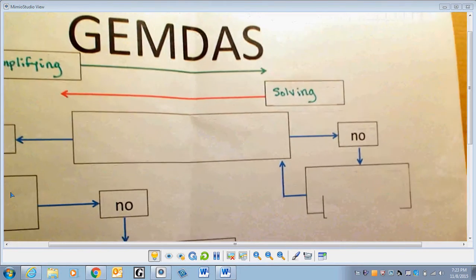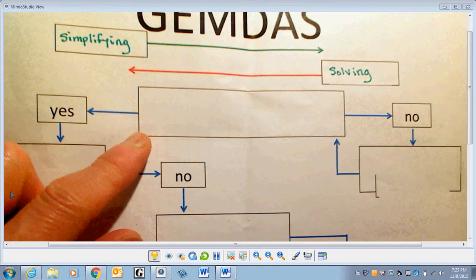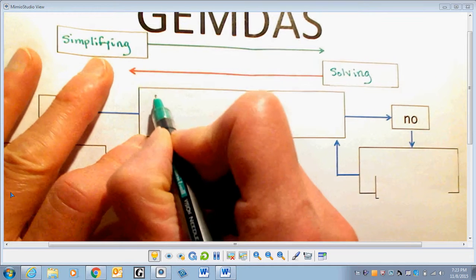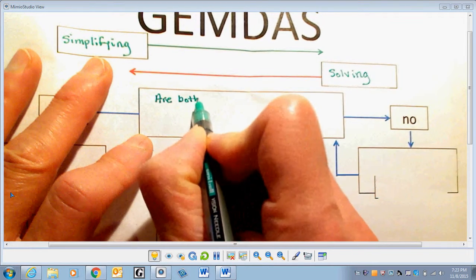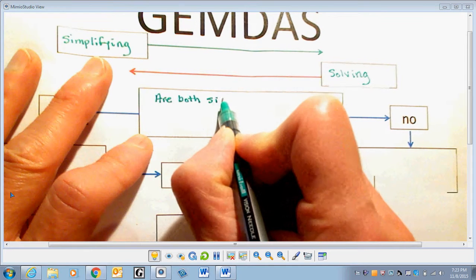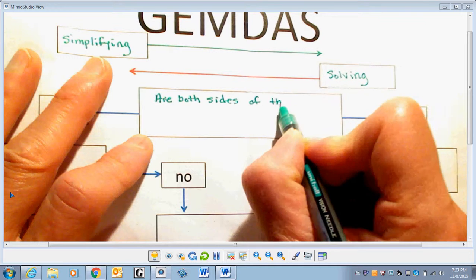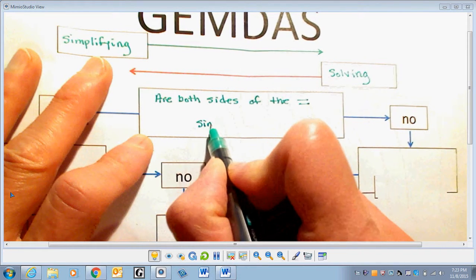So the first question I ask myself, and let's write this here, is: are both sides of the equal sign simplified? Let's write that down.